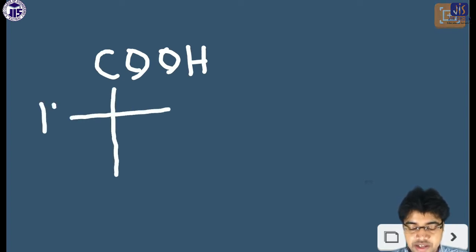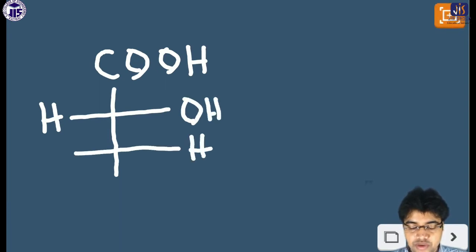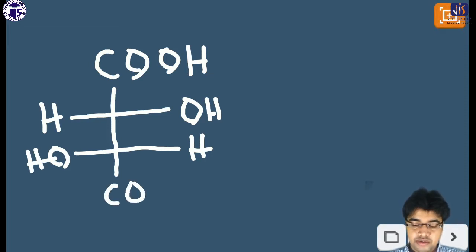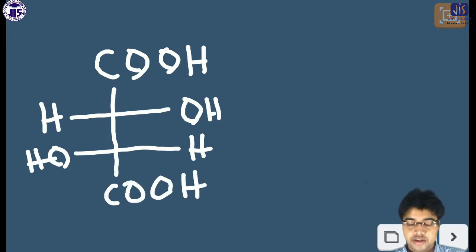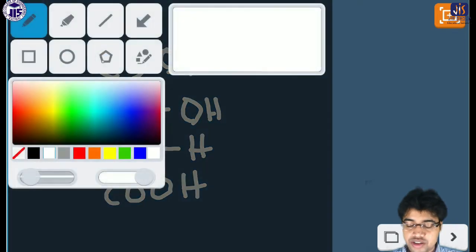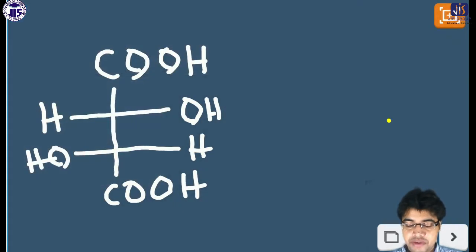It will be H, OH, H, OH, and COOH. This is the structure of the same compound. So this compound is an active compound. Why is it an active compound? Because this compound has a non-superimposable mirror image relationship.